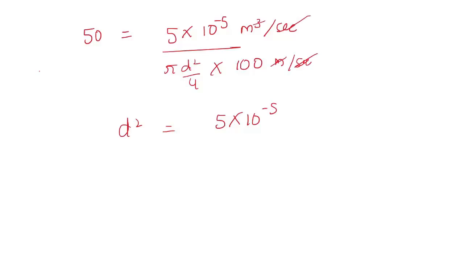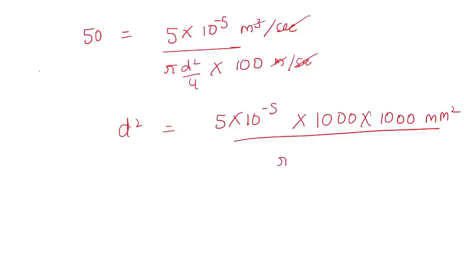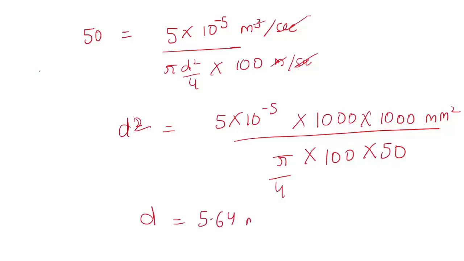Second cancels, leaving meter square. And when you calculate in mm, it is 1000 mm into 1000 mm, squared, because you have to calculate in mm, and pi by 4 into 100 into 50. Since it is in mm, d square, using the GATE scientific calculator you can find this value, and it will come out to be 5.64 mm. Let us calculate this value using the GATE calculator. I have calculated this value and it comes out to be around 5.64 mm.